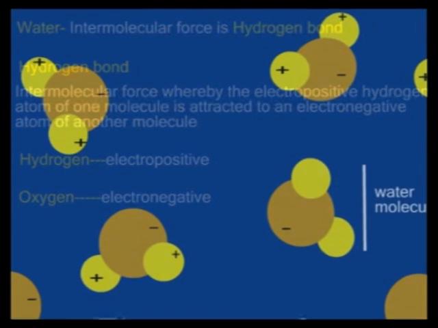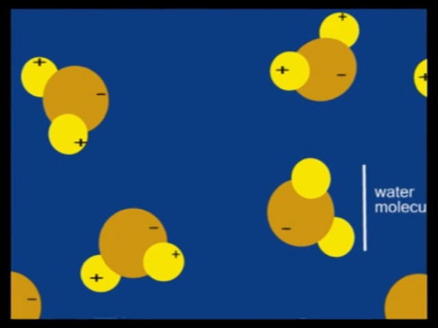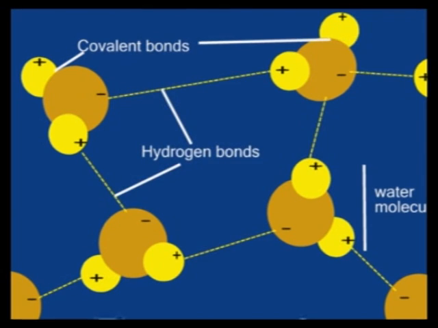So if you look at that, that is the molecule of water. The water molecule is composed of two hydrogen and one oxygen atom. These are held together by covalent bonds. You can see the hydrogen is electropositive and the oxygen is electronegative. So the negative oxygen exerts some attraction to the positive hydrogen, and this constitutes a hydrogen bond.